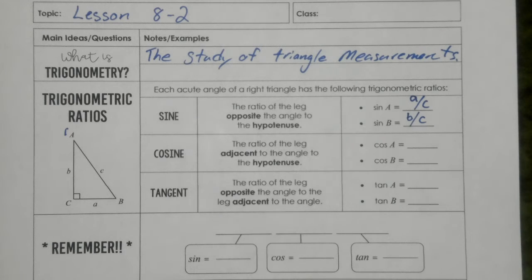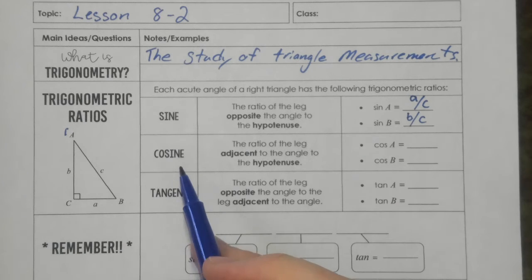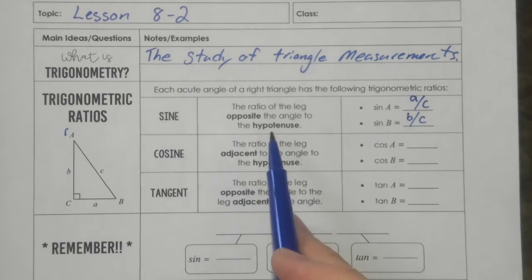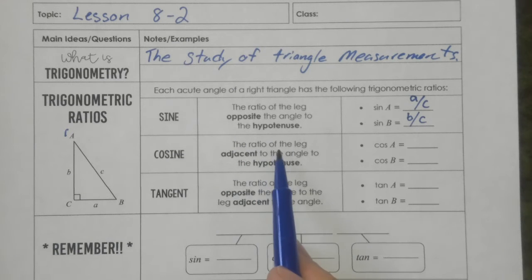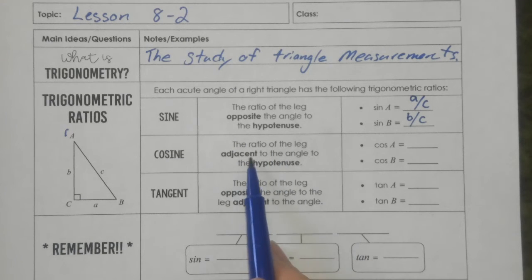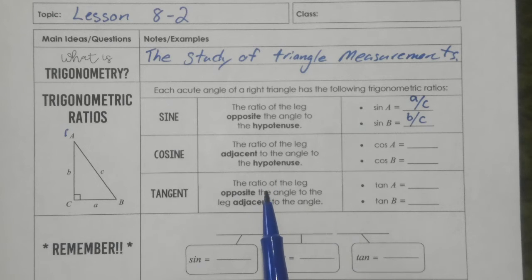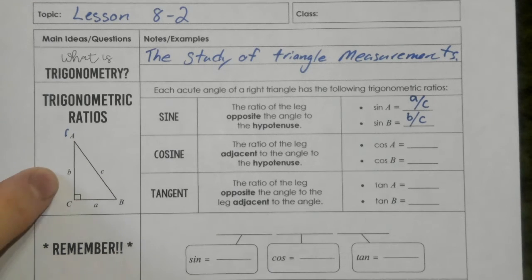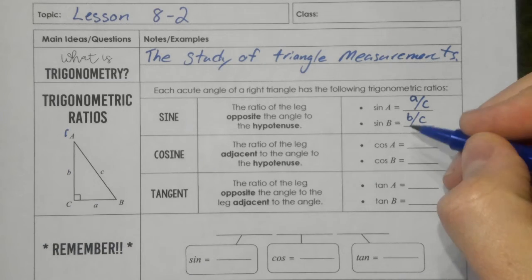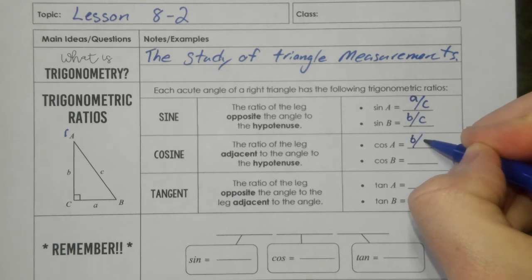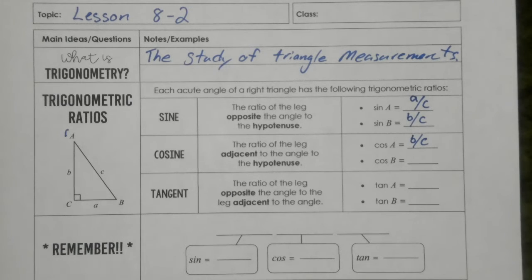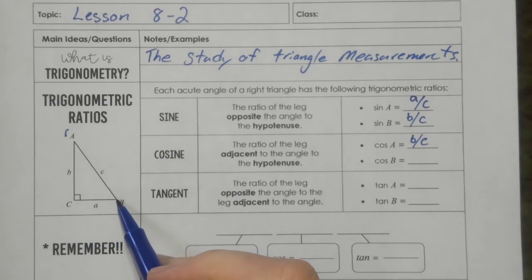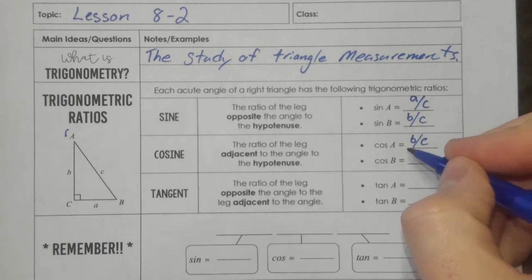Okay? Cosine. So cosine is a different ratio. Instead of opposite over hypotenuse, this is the ratio of the adjacent leg to the hypotenuse. So for example, cosine A, so start with A, would be the adjacent leg, little b, over the hypotenuse. So we would have b over c. And then the cosine of B would be the adjacent leg over the hypotenuse. So a over c.